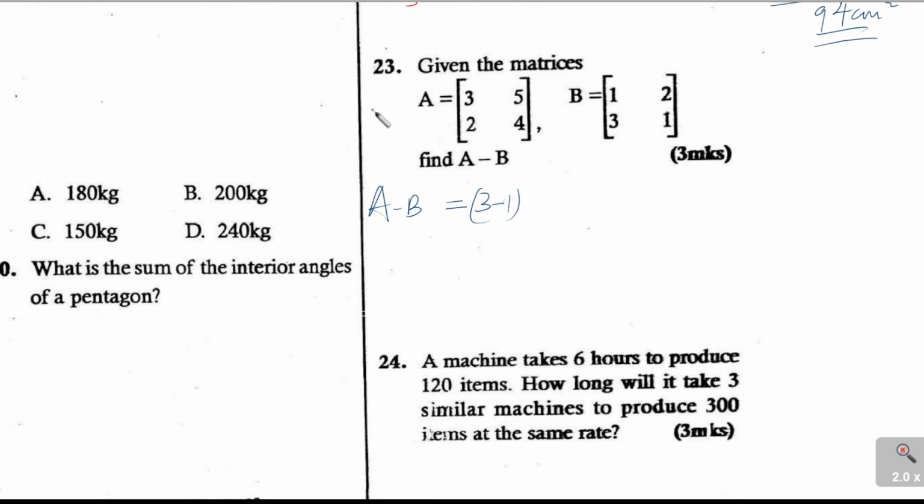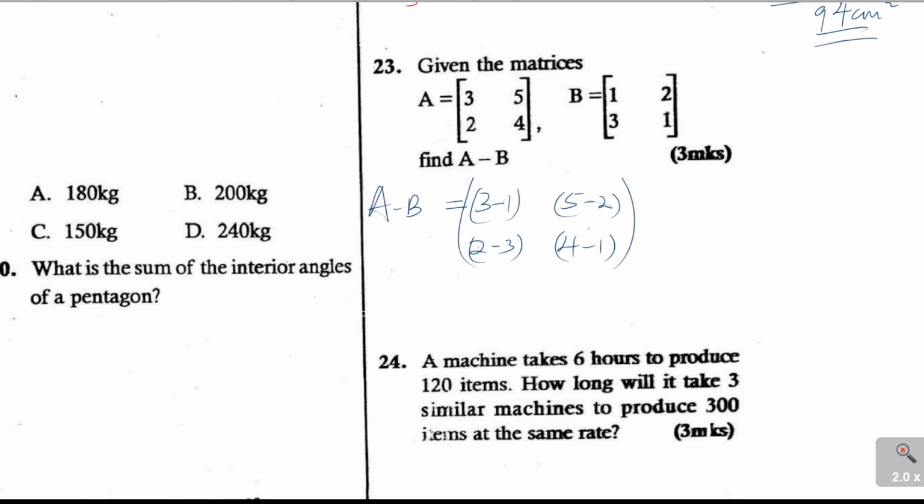Then this one, 5 corresponds to 2. So 5 subtract 2. Then you go to the second row, 2 subtract 3. And then the other one is a 4, corresponds to 1. 4 subtract 1.